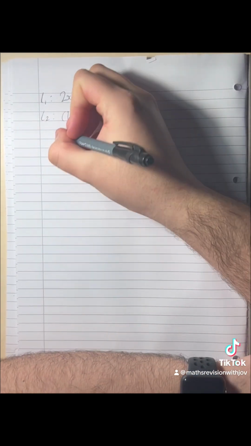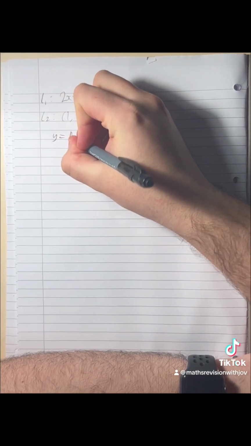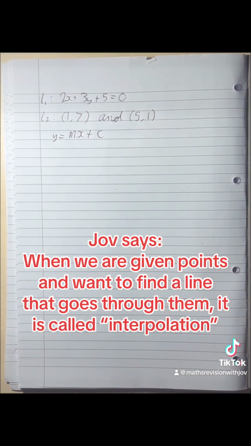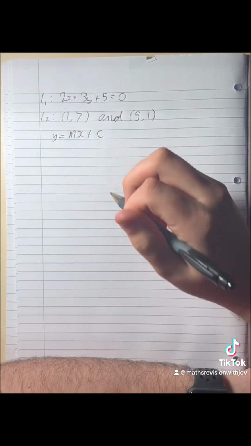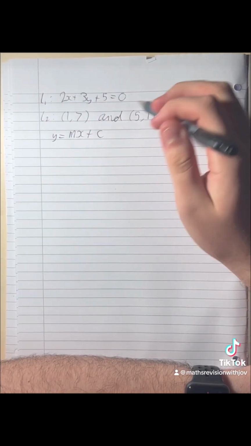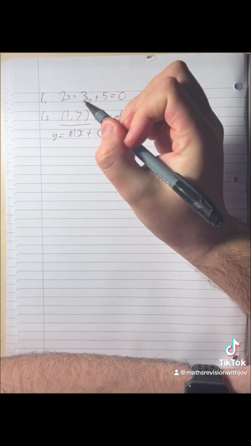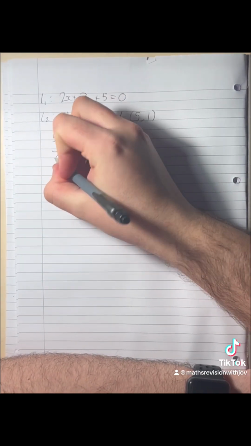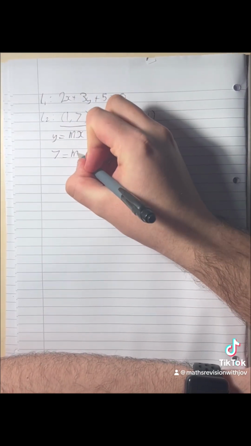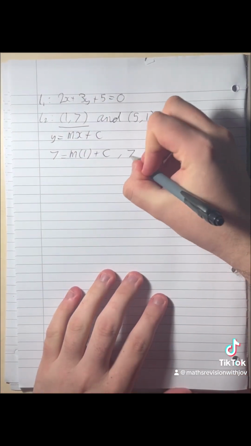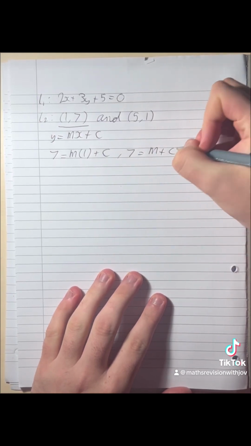So we know that the equation of a straight line, we'll call it y equals mx plus c for now, where m is the gradient of the line and c is the part of the y axis that it intersects. We can insert some of these values into here and see what comes out. So we'll put (1, 7) in first. So when x equals 1, y equals 7. So 7 equals m times 1 plus c. So I'll just write that as 7 equals m plus c.